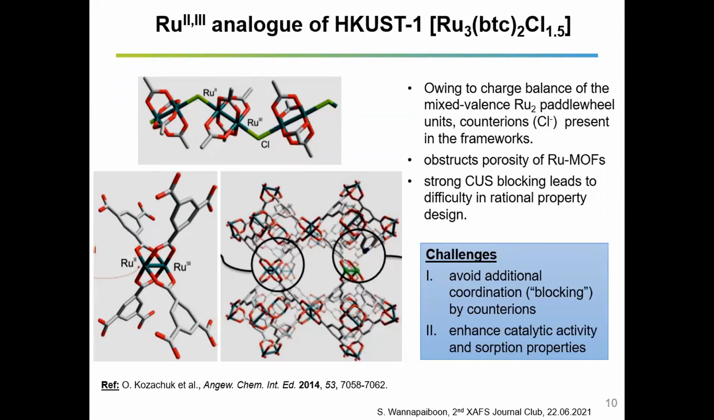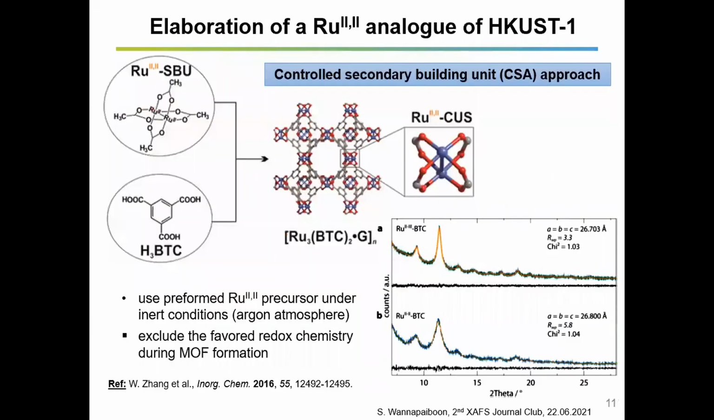So that comes to the point where my colleague and I worked together on this work, where we tried to synthesize basically the analog structure of ruthenium HKUST-1 as well. But instead of having ruthenium-2 and 3 mixed valence, we tried to control it to get only ruthenium-2+ inside the metal cluster node. So with this, we use the controlled secondary building unit, or CSA, approach.